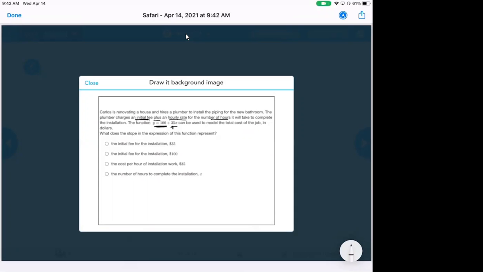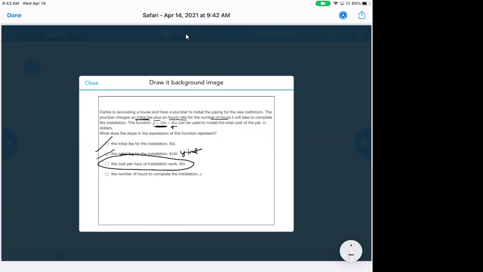All right, so if we look at A, it says the initial fee for the installation is 35. That is incorrect. The initial fee is $100. It says the initial fee for the installation is $100. That is correct, but that is the y-intercept. That is not the slope, okay? And then the cost per hour of installation work is $35, and this is our answer.